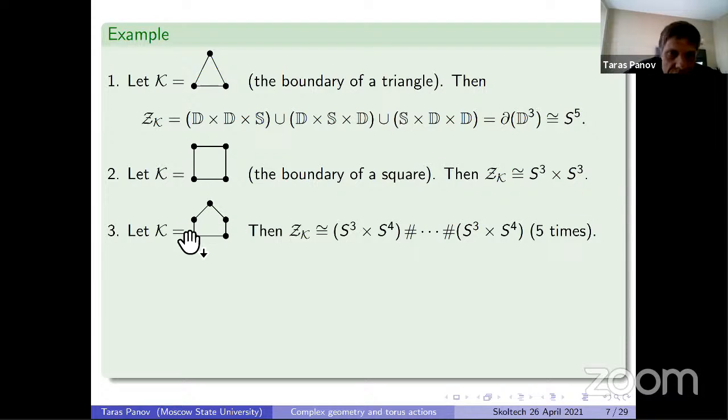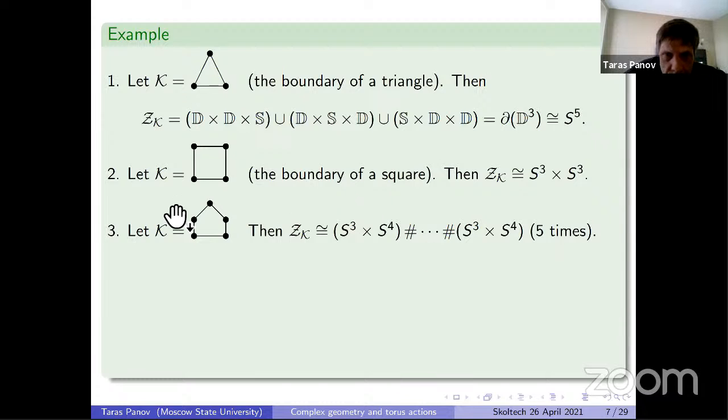But now, if you start with the boundary of the pentagon, that's already quite a hard problem to decide what it is topologically. And the answer is that, well, you have to work rather hard to prove this, but if you do the same construction with the boundary of a pentagon, then you get a connected sum of 5 products of S3 and S4. So it's a 7-dimensional manifold because it's like triangulated circles, but it's already rather complicated. And similarly with an arbitrary polygon, it's a connected sum like this, but even more complicated.